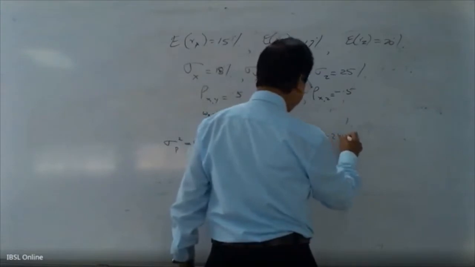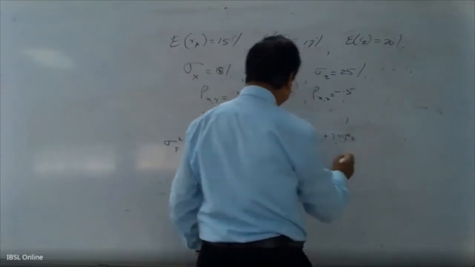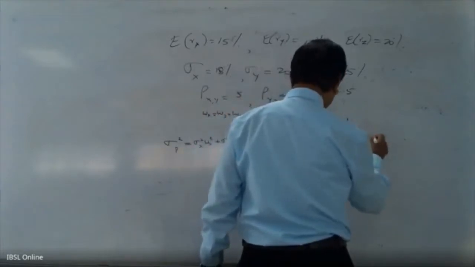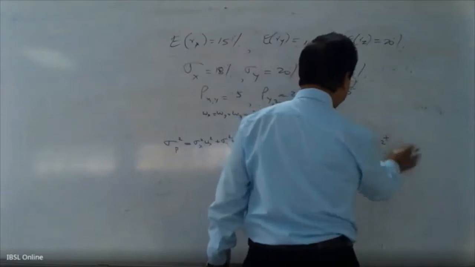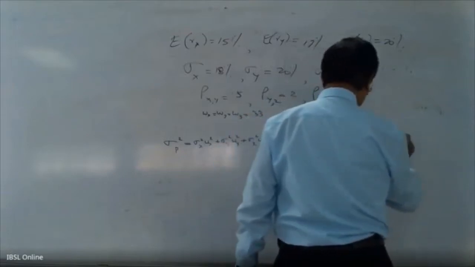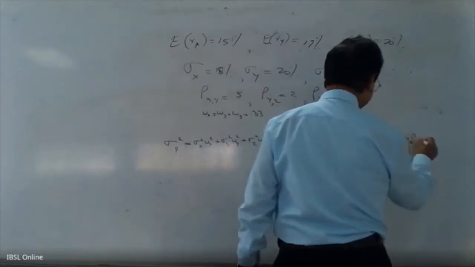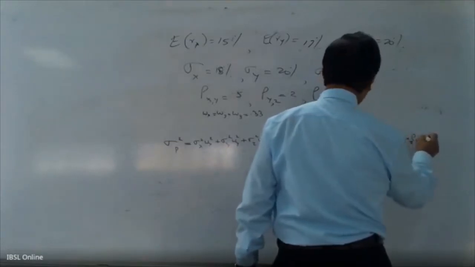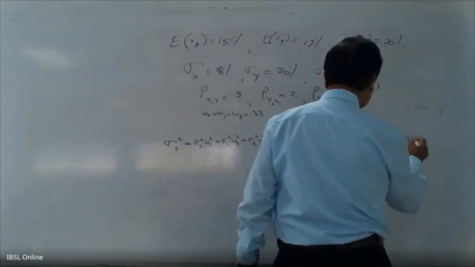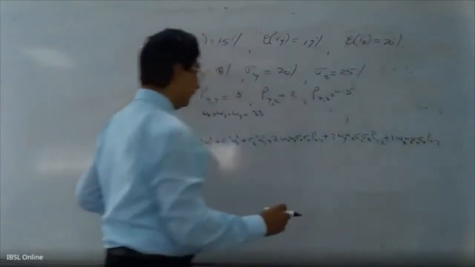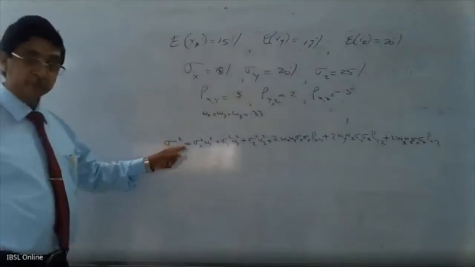wy wz sigma y sigma z rho yz plus 2 wx wz rho xz, sorry, sigma x sigma z rho xz. So this is the formula. I will go through again.